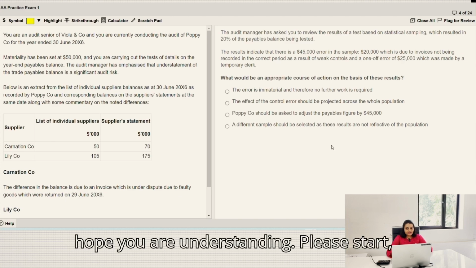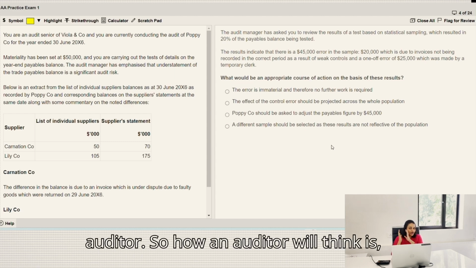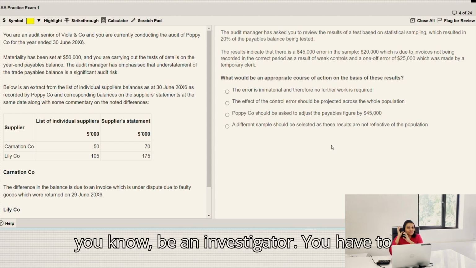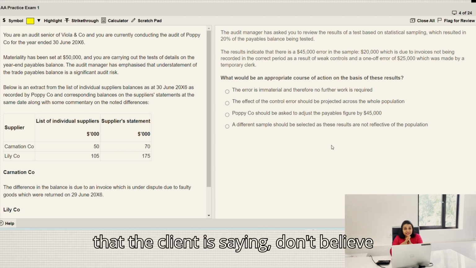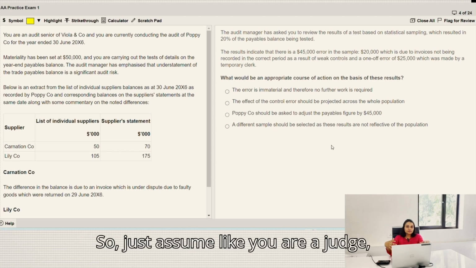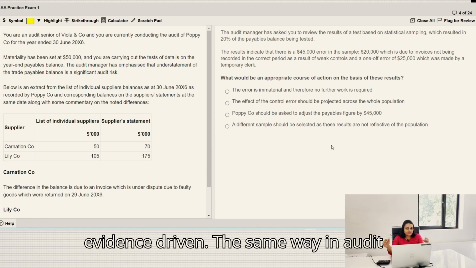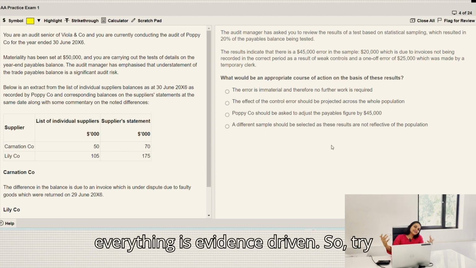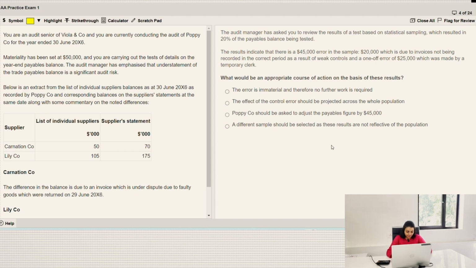I hope you're understanding. Please start thinking on the lines of an auditor. So how an auditor will think is, be an investigator. You have to investigate each figure, each transaction that the client is saying. Don't believe anything. You have to be evidence driven. So just assume like you are a judge, okay? In the court of law, everything is evidence driven. The same way in audit, everything is evidence driven. So try and think on those lines. Moving on to the next question.